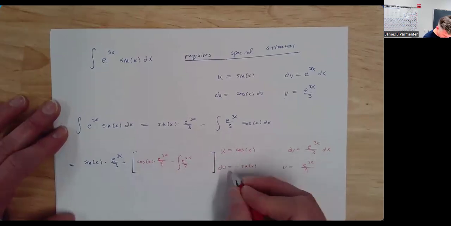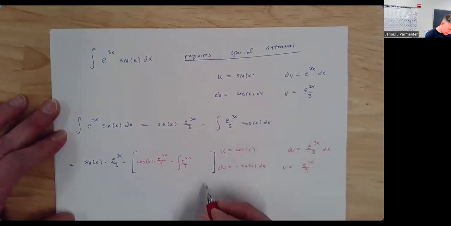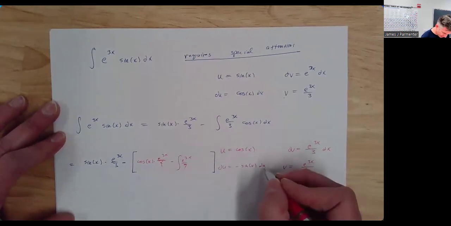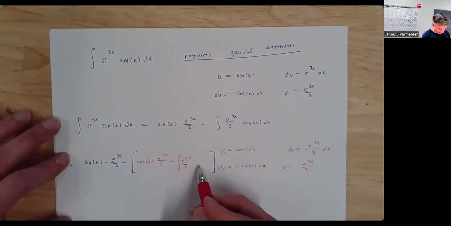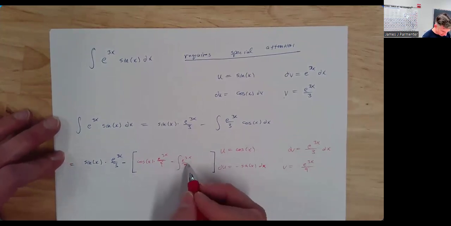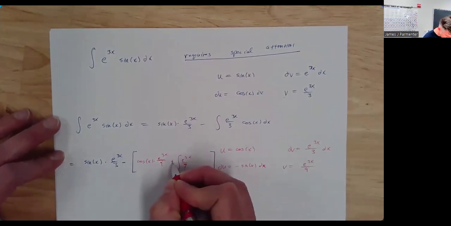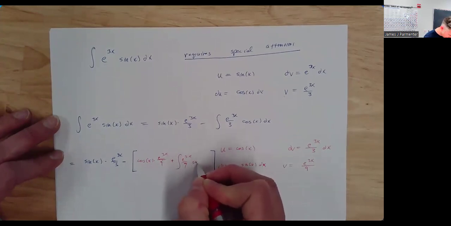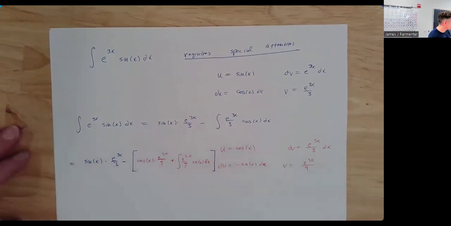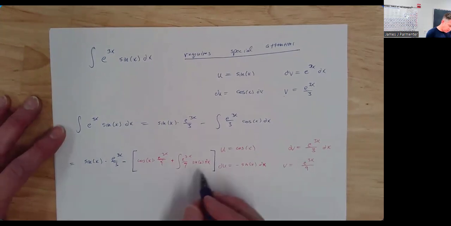Oh, I forgot the dx on my du here. Times negative sine of x dx. I don't really want to write a negative sine of x there, so I'm going to put the minus sign out in front and say a minus is a plus sine of x dx. The totally valid thing to do. Then let's write the whole thing out.